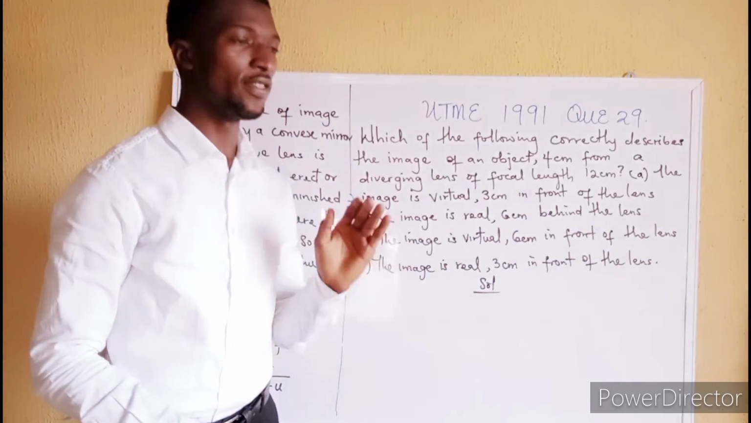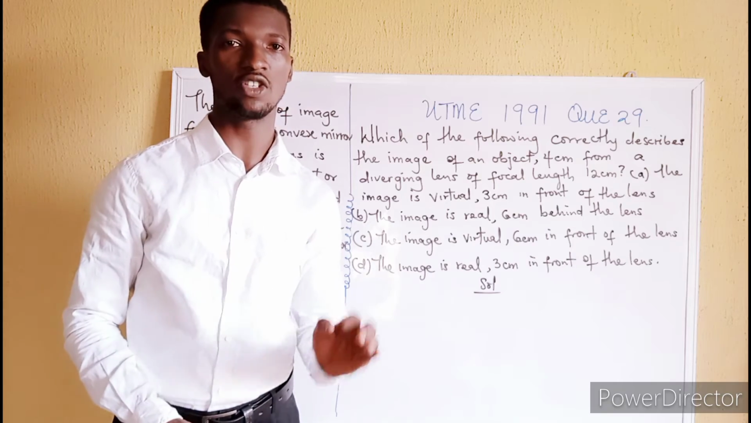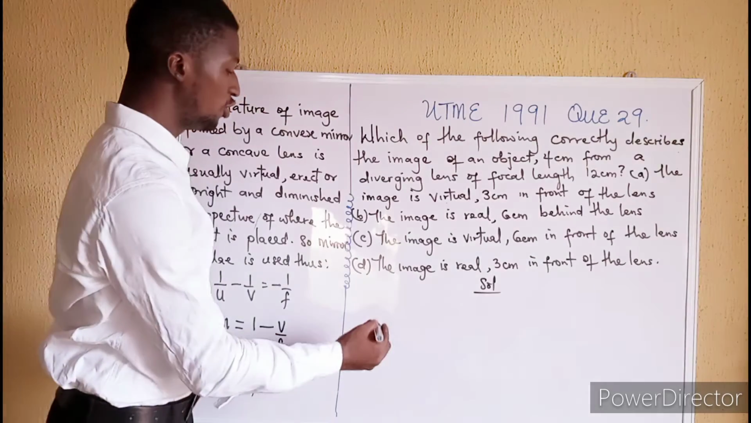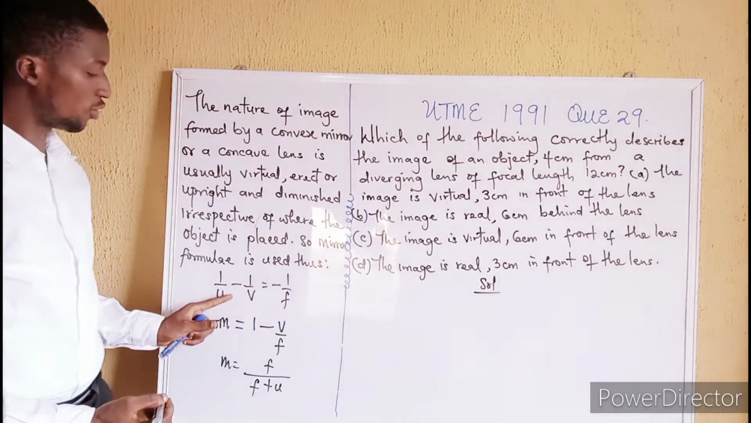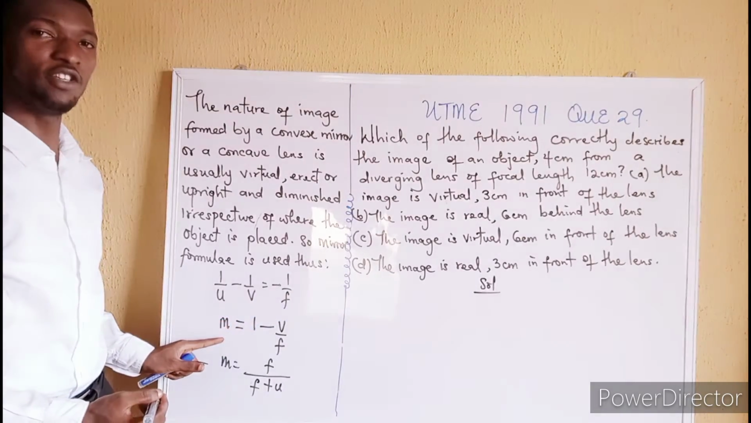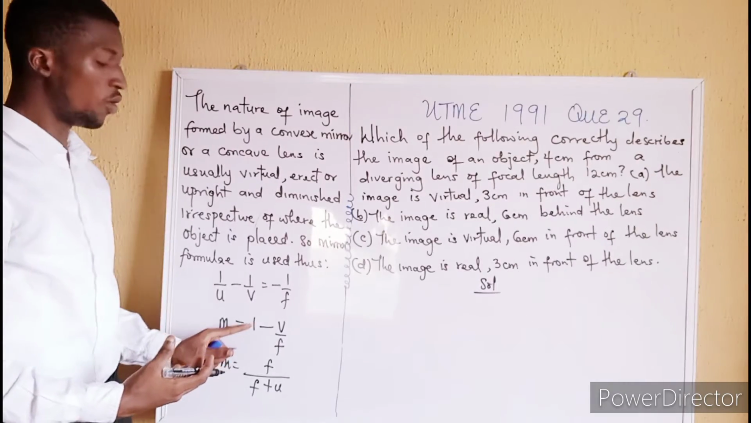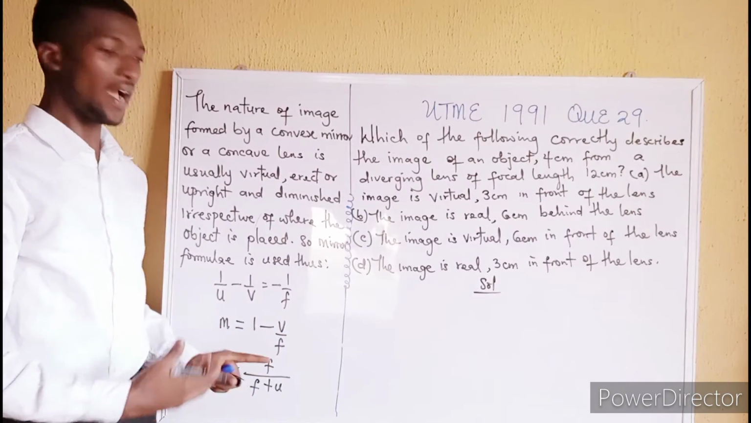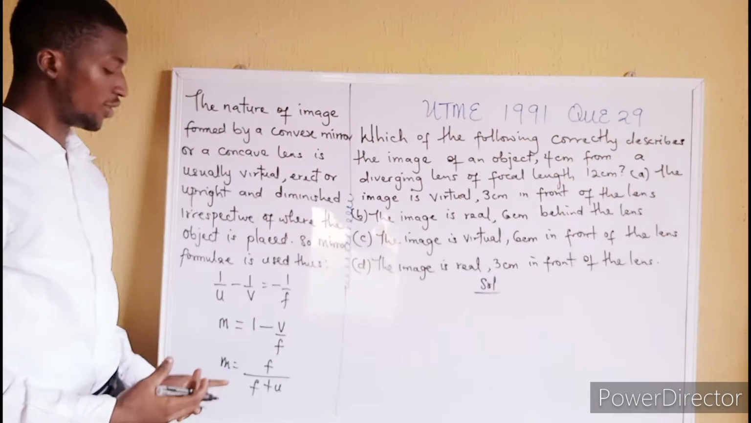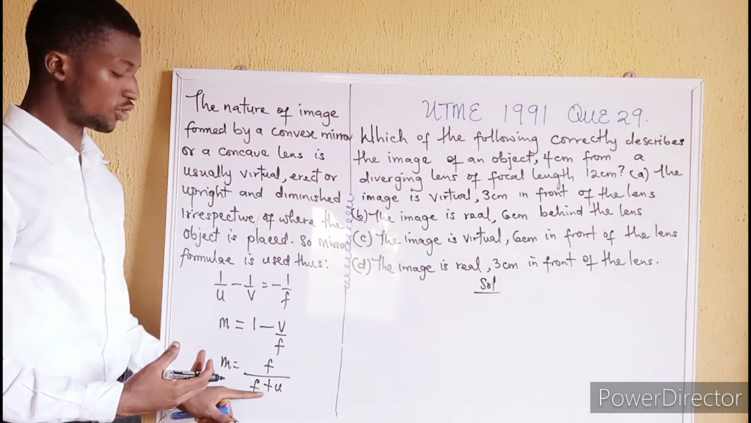Now, there are different formulas which we have put together to ease your calculation in this aspect. The first one is that when you are dealing with a calculation like this, you can use 1 over u minus 1 over v is equal to minus 1 over f. And at the same time, if you are dealing with magnification, you can use magnification equals 1 minus v over f. And when you are dealing with magnification in respect to your object distance, you can say that your magnification is equal to focal length over the focal length plus the object distance.